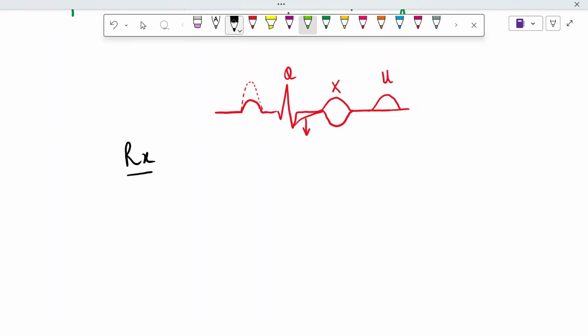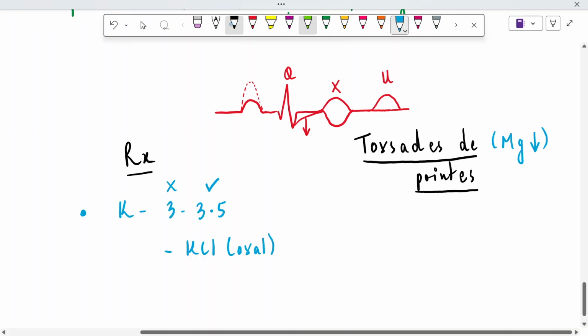First of all, in case of potassium between the range of 3 to 3.5, although 3.5 is normal, not 3, we can just give oral potassium chloride. We can give potassium chloride orally, right? We can give an oral supply of potassium chloride, or we can give Pot Chlor. Pot Chlor is also potassium chloride that is given orally.